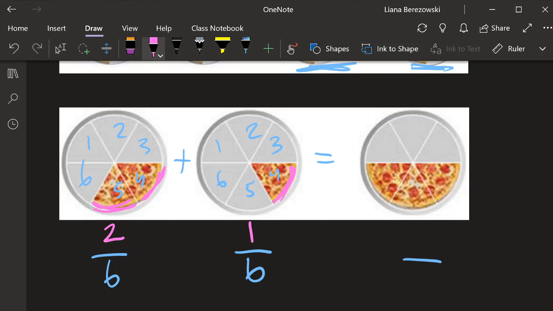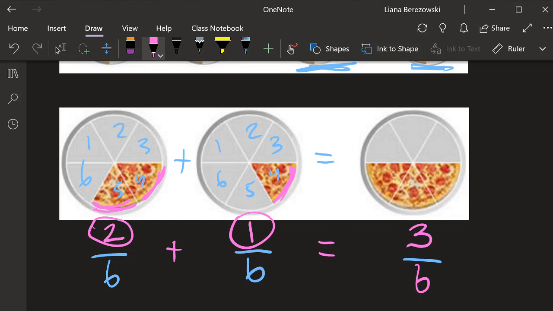Okay. So now we have our 2 fractions and we want to add them together. So remember, when we're adding 2 like fractions, so 2 fractions that have the same denominator, all we need to do is add the numerator. Okay, so we're going to add 2 plus 1, and that's going to give us 3 over 6. Okay, remember our denominator doesn't change.